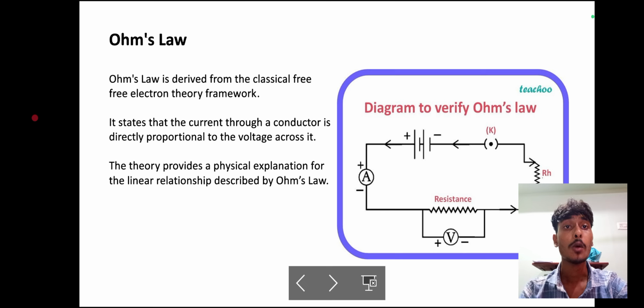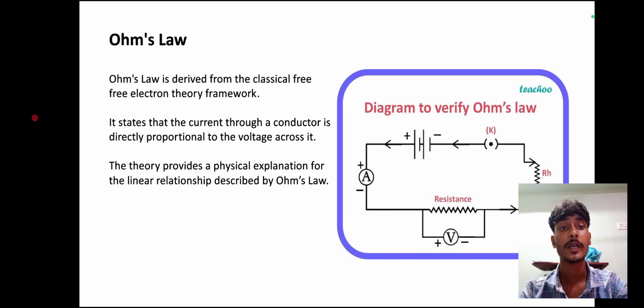Ohm's law. Ohm's law is derived from the classical free electron theory framework. It states that the current through a conductor is directly proportional to the voltage across it. The theory provides a physical explanation for the linear relation described by Ohm's law.